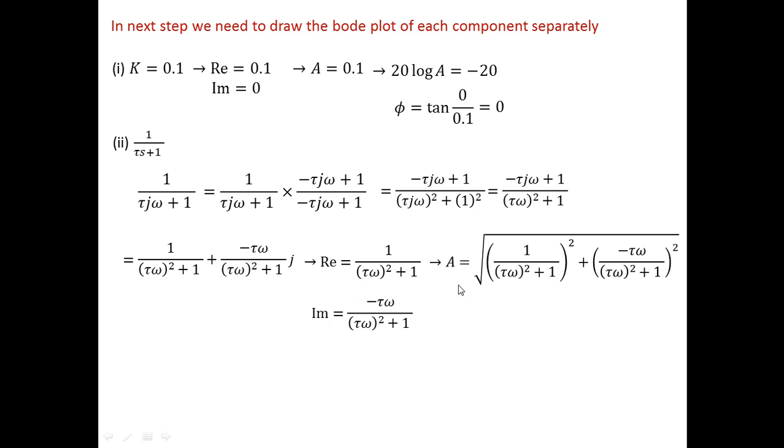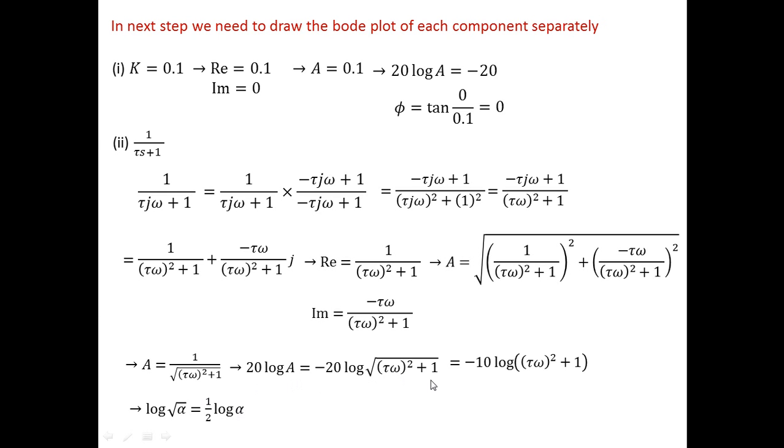To calculate the amplitude, A squared will be equal to the real part squared plus the imaginary part squared. After doing some math, I will find out that A will be equal to 1 over the square root of (tau omega) squared plus 1. If I take the 20 log, and I know that the log of the square root of alpha is equal to 1 over 2 log alpha, using this rule, I see that the 20 log of A will be minus 20 log of the square root of (tau omega) squared plus 1, which is equal to minus 10 log of (tau omega) squared plus 1, according to this rule given here.